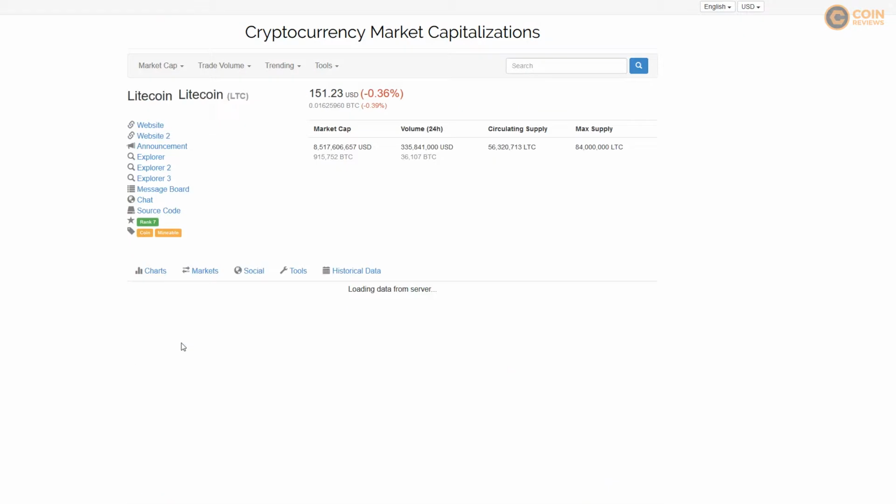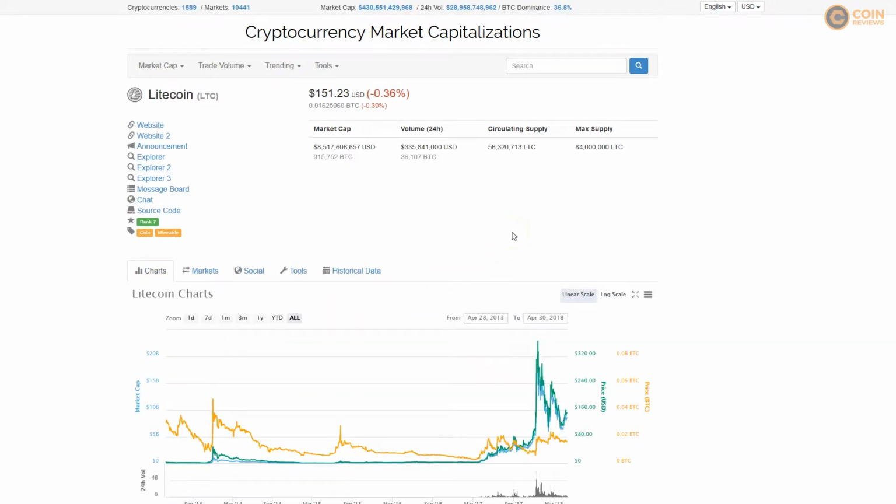And let's look at Litecoin. Okay, so this is what you're going to get when you click on a specific coin, and this is the page that you come to if you Google Litecoin CoinMarketCap, because this is a good hub for a lot of basic information. Again, here we've got the price in USD and the change over the past 24 hours.